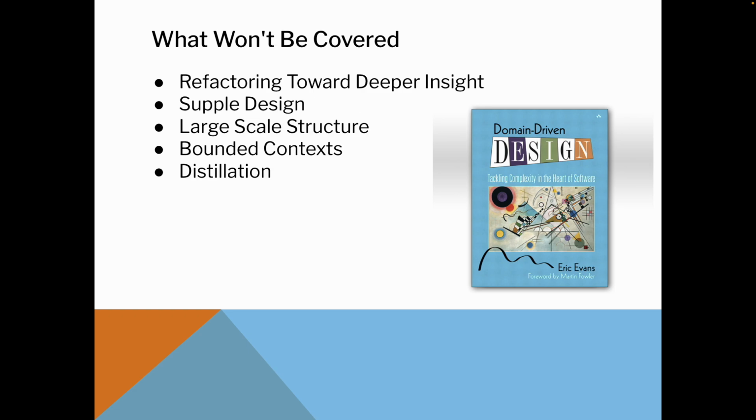Topics that I won't cover are refactoring toward deeper insight, supple design, large-scale structure, and bounded contexts, which is an idea we were just discussing before the talk. You were telling me that at your company you were trying to divide your business domain into multiple areas that don't have much overlap, and then you can divide the work between different teams. Yeah, and they do cover this topic in the book under bounded context, so I do recommend reading that when you have a chance. And the last thing is distillation. So these are the topics that I will not cover. They're very advanced topics that come later in the book, but at least you'll get a glimpse of the basics of the book, the first 3 topics.